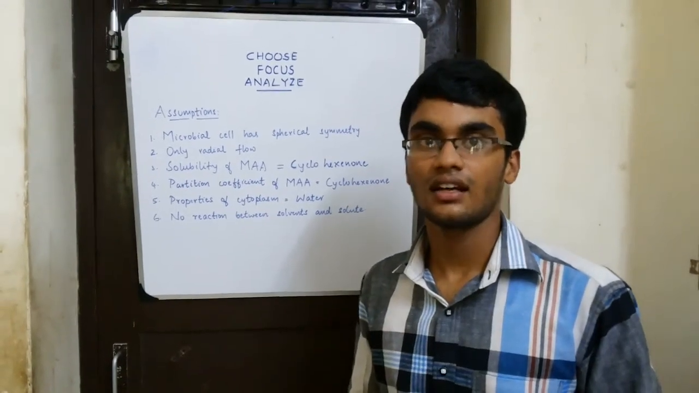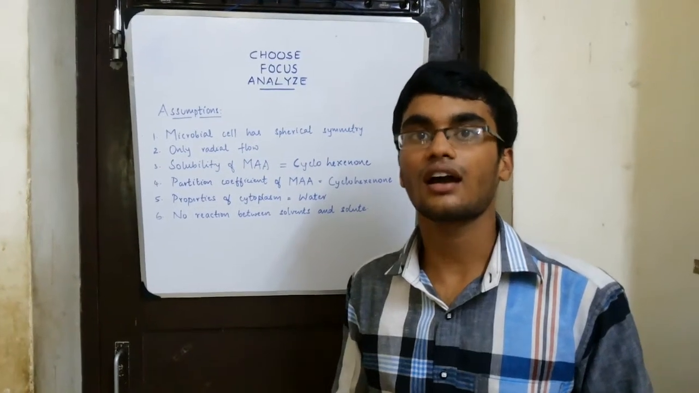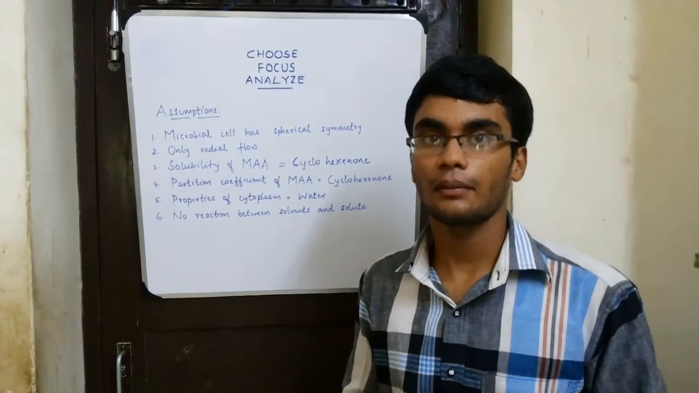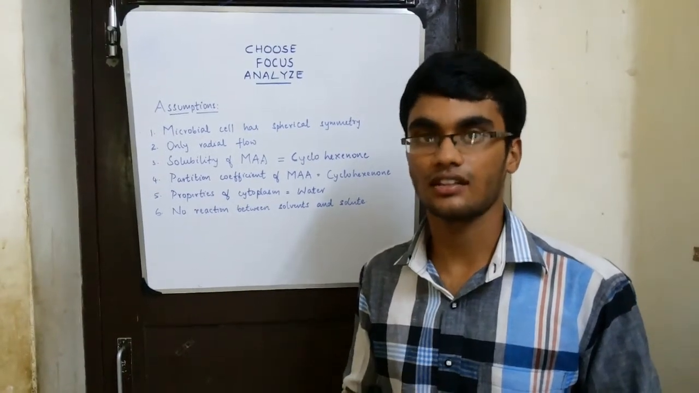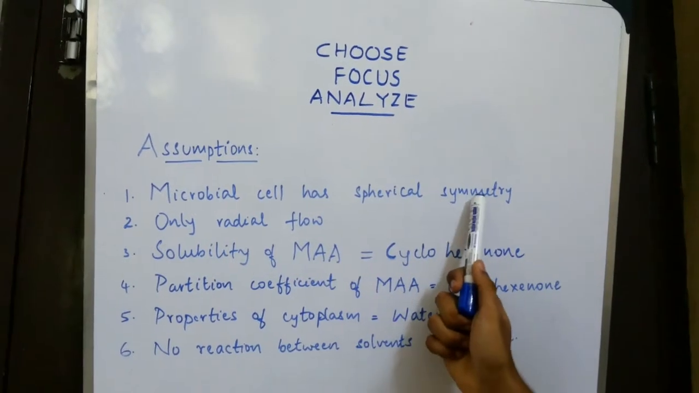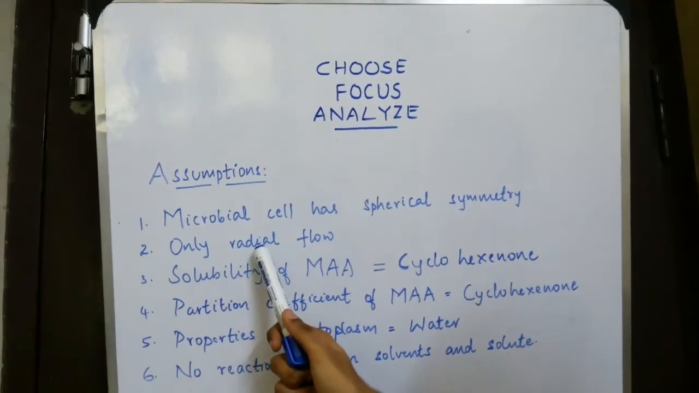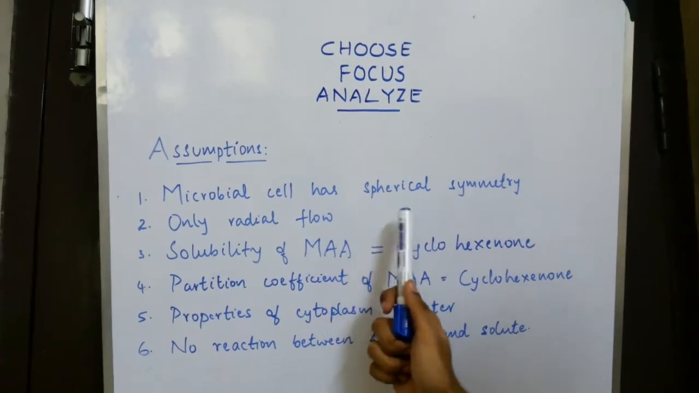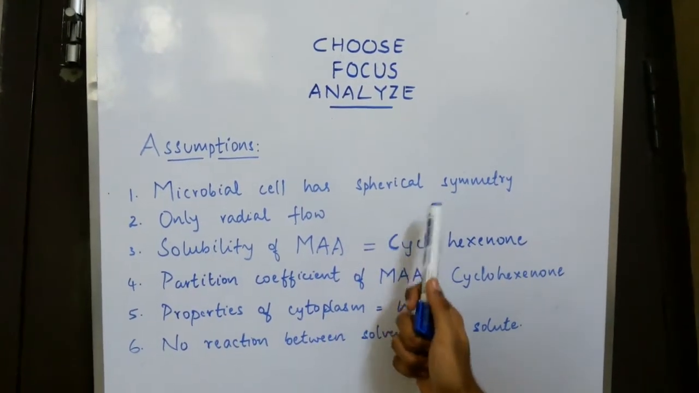Now, let us analyze the diffusion of secondary metabolites across the cellular membrane during solvent extraction. So, before deriving the mathematical part, we need to have some valid assumptions. We assume that the microbial cell has spherical symmetry. Secondly, there is only radial flow of the secondary metabolite, which means that the concentration is a function of radius rather than theta and phi.